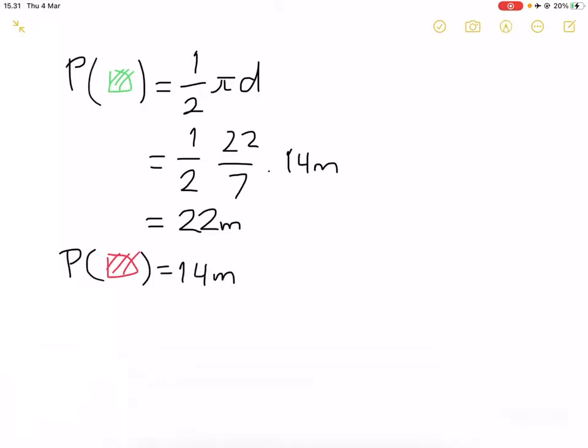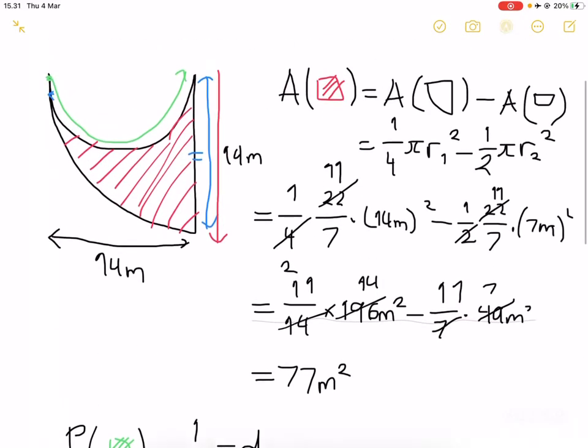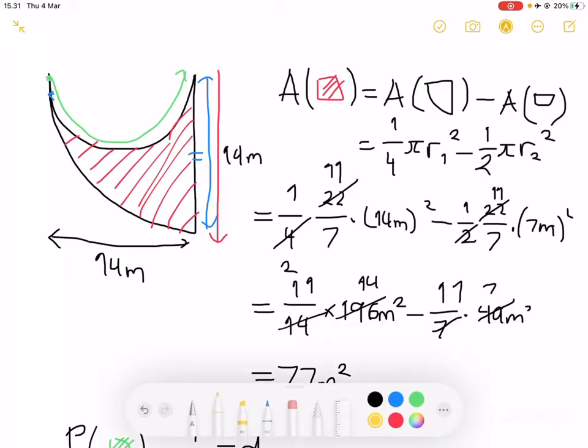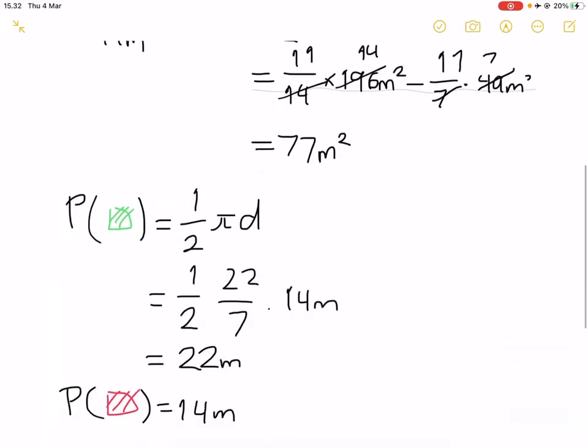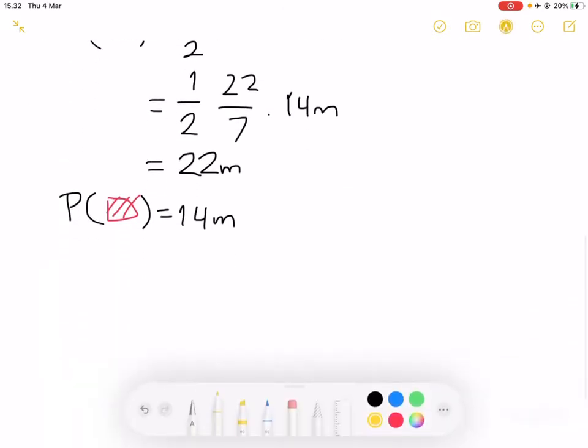And then finally, the last part of the journey is this arc. This is the bigger arc of this quadrant. Since it is a quadrant, the perimeter of this arc is just a quarter of the perimeter of the original circle.